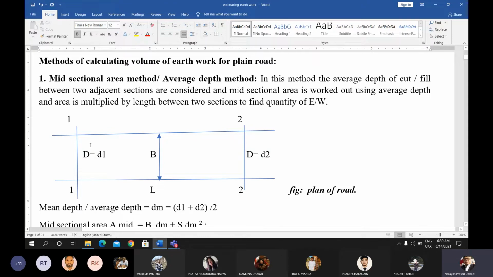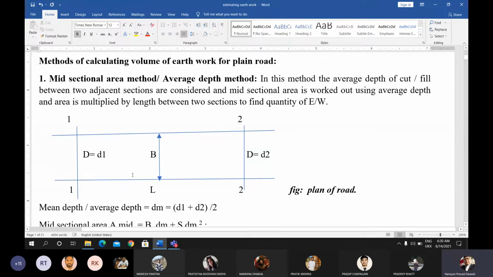For section 1, the area A1 is equal to BD1 plus SD1 square. Area of section 1 will be BD1 plus SD1 square. Area of section 2 will be BD2 plus SD2 square. Okay, and find the mean area.